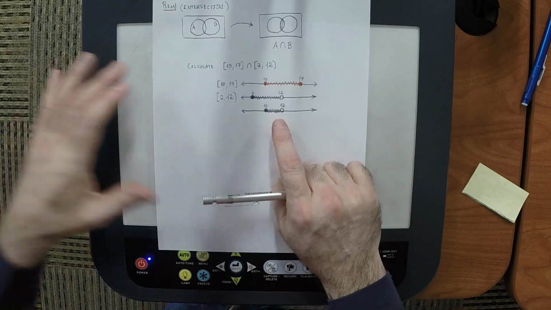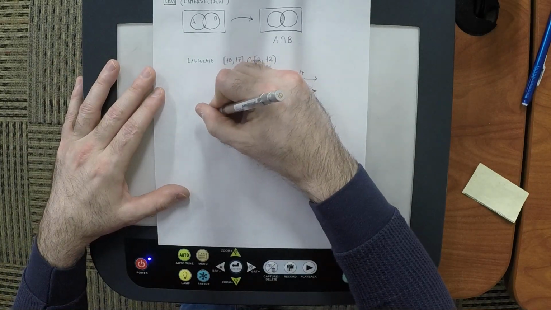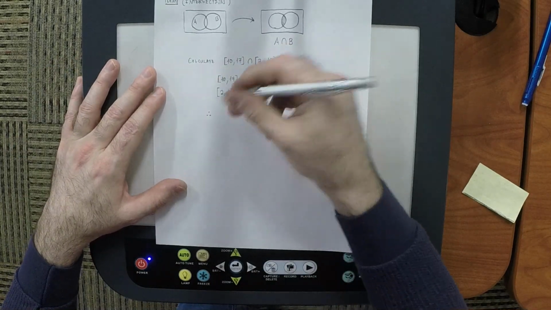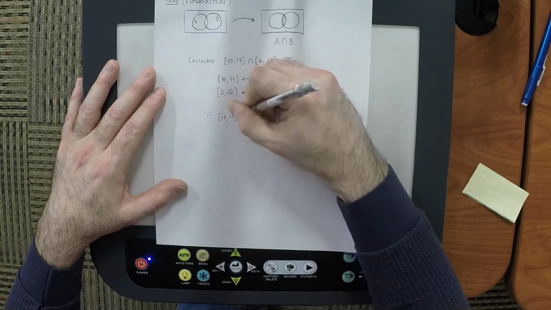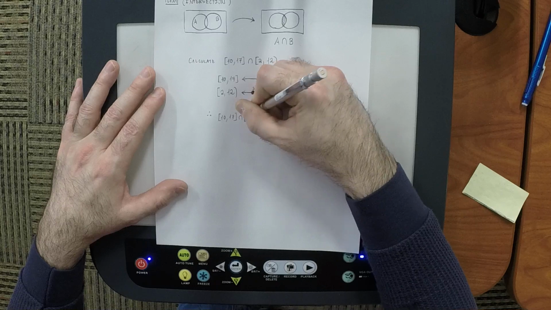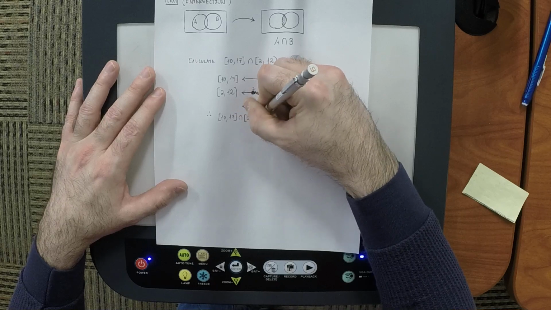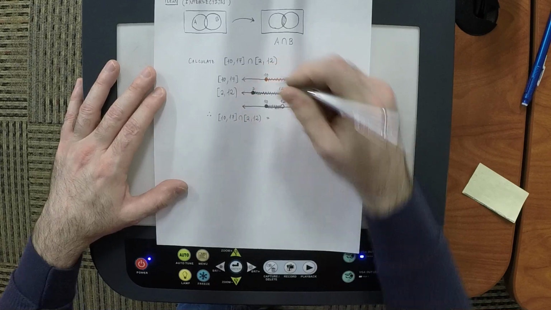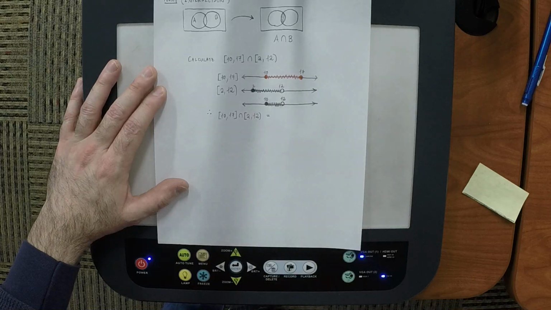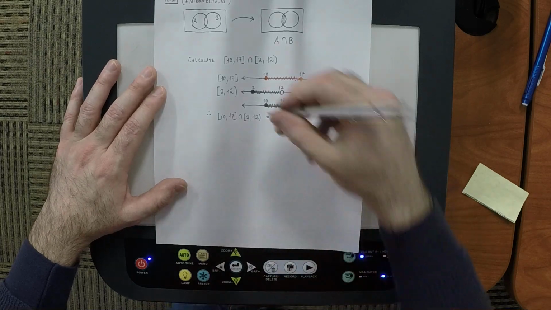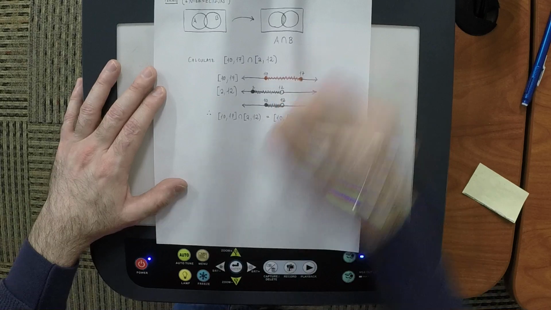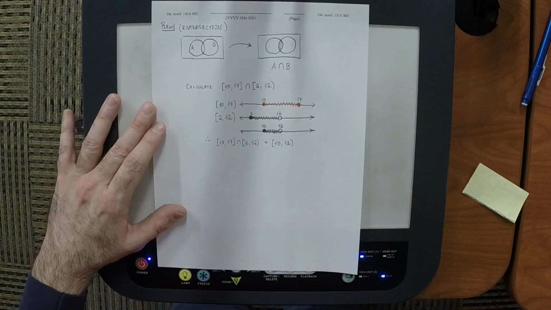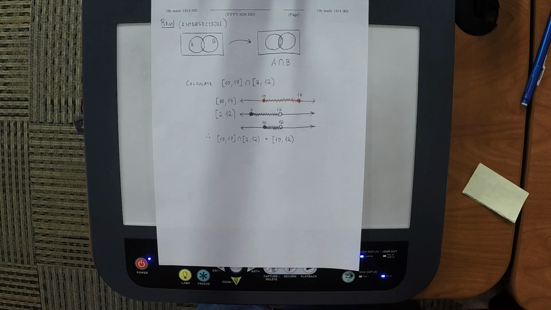So we could say, as a result, therefore the intersection 10 to 17 intersect 2 to 12. What's the simplest way to write this in interval notation? Very good. 10 to 12. Any question about this one?